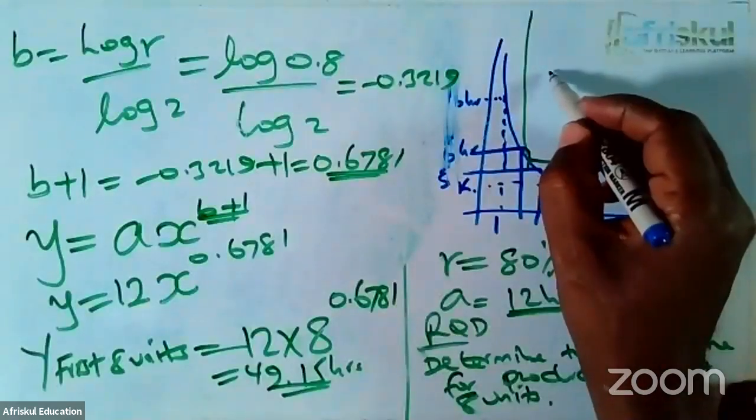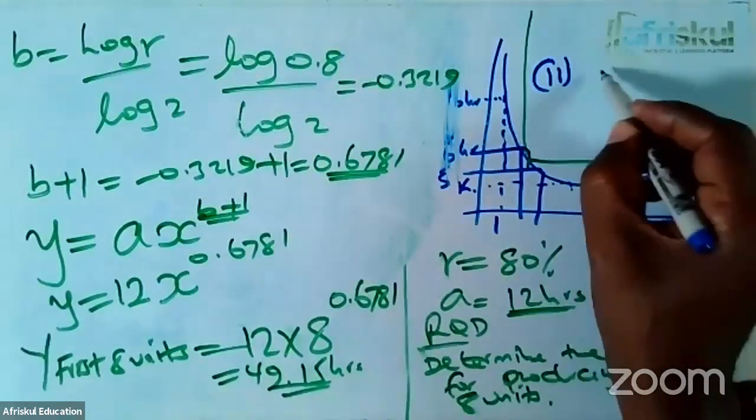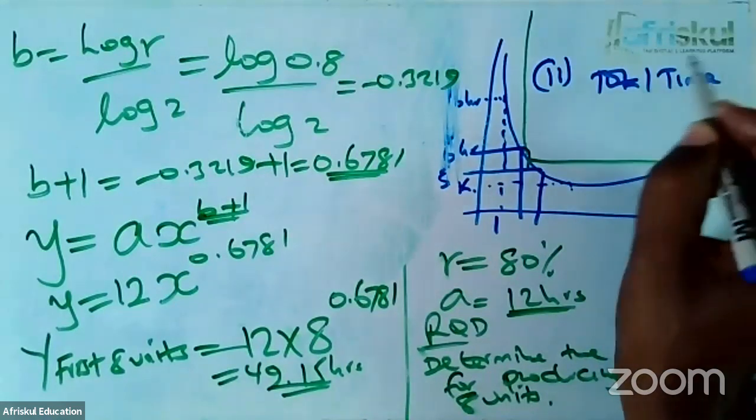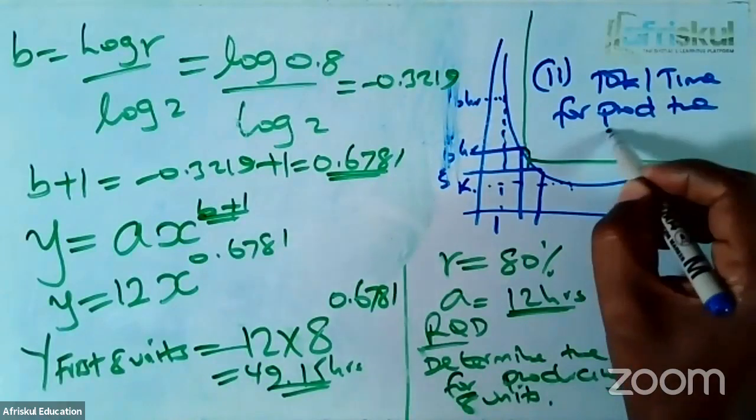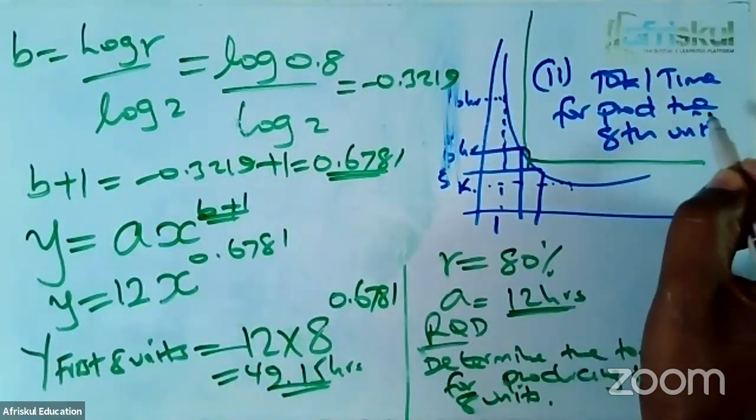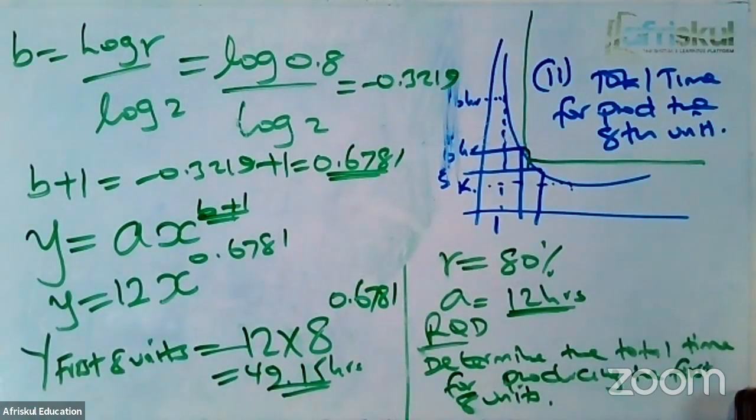Time for producing number 2, total time for producing the 8th unit. Total time for producing the 8th unit.